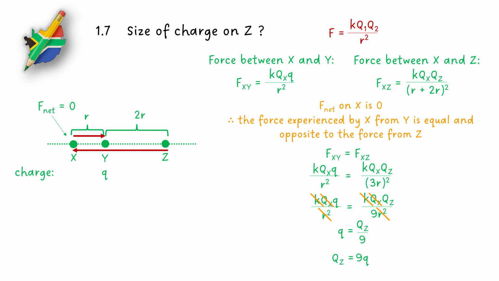Rearranging, we get the charge on particle z in terms of small q. It is 9 times small q. So the answer is D.